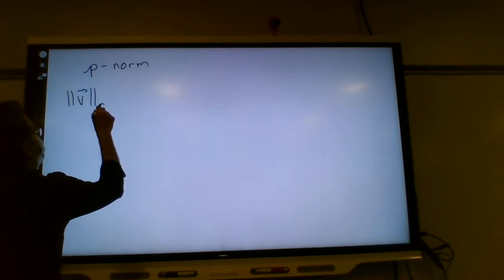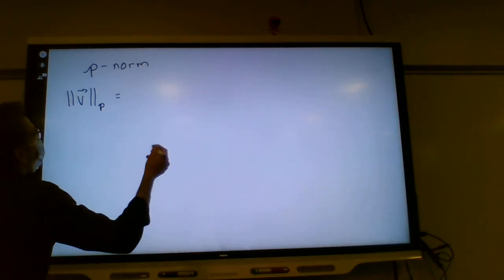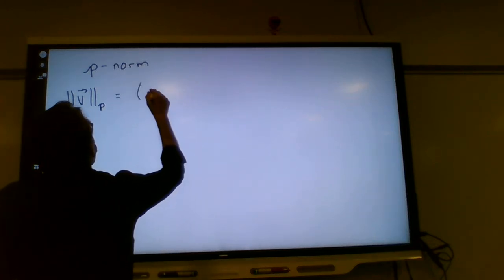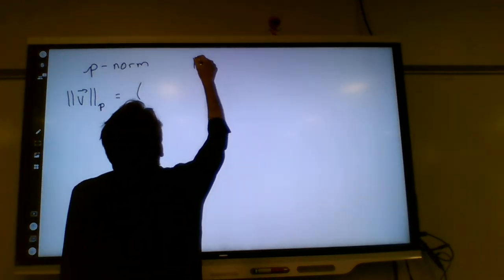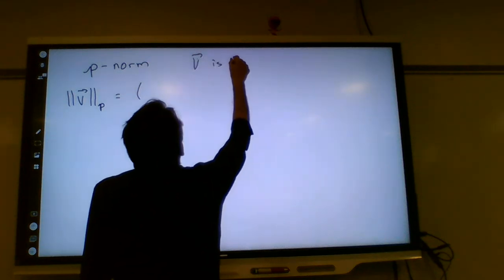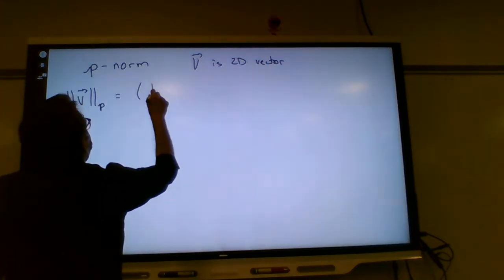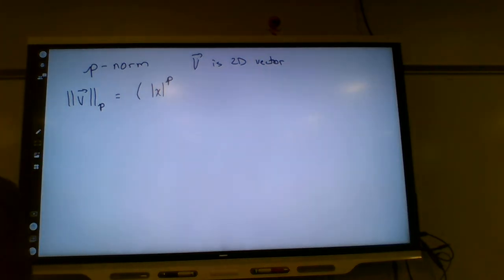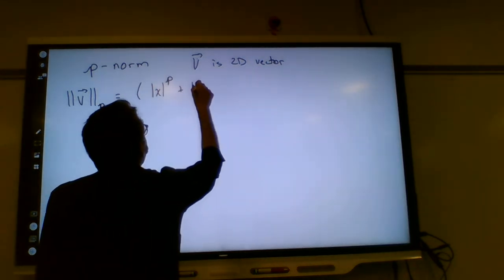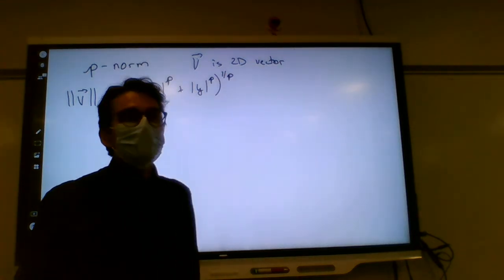But what happens with the p norm? The idea is, we'll just do this with 2 dimensions for right now. The same idea carries over. Say if v were 2-dimensional, we would do absolute value of x to the p power, so x is the first component, plus absolute value of y to the p power, and then we raise all of that to the 1 over p power.